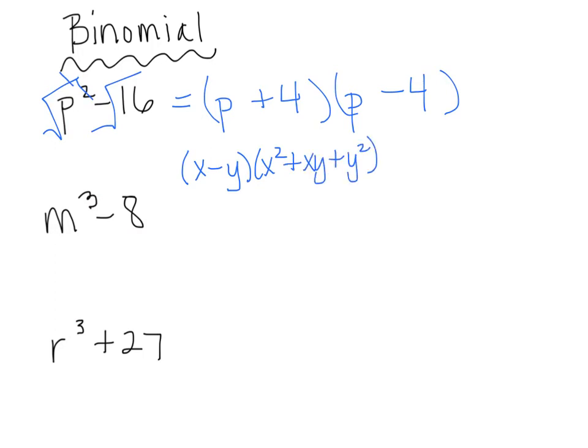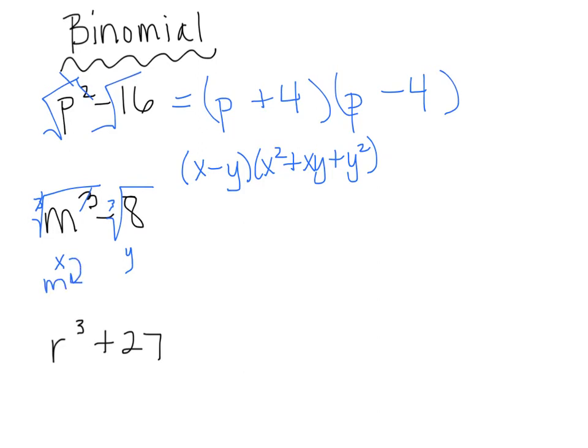So it looks like for my formula I need an x and a y, and once I figure out what my x and y are, I can just plug it into that formula. Well, the way that you determine your x and your y is you actually cube root. So remember, difference of squares, square root; difference of cubes, cube root. So the cube root of m cubed happens to be m. In other words, my x term is m.